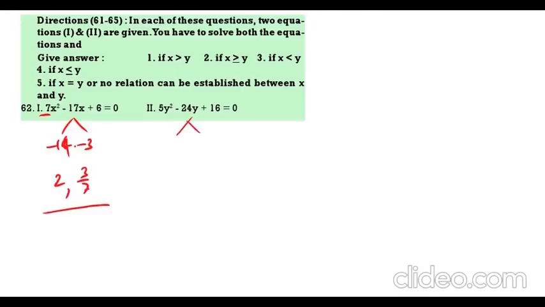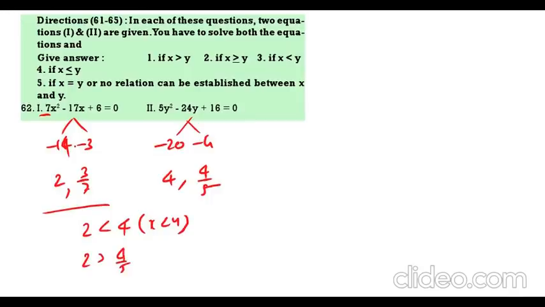16 into 5, 80. We can take minus 20 minus 4. So 20 by 5, 4. 4 by 5. So 2 is less than 4, that means x less than y. 2 is greater than 4 by 5, x greater than y. Therefore, there is no relation.